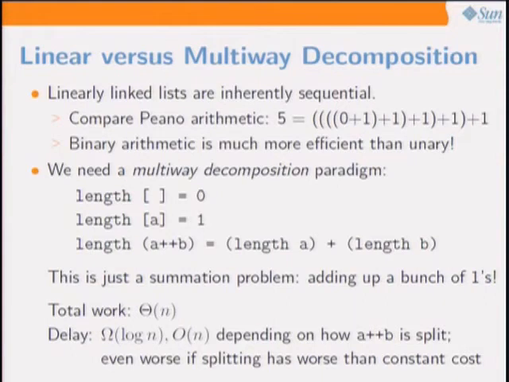Now the total work here is also linear in the length of the list, but the delay might be linear, or it might be log depending on exactly how you do that split operation in the third clause there. It might even be worse than linear if splitting has worse than constant cost. But if we can keep the splits constant time, and if we can do the splits cleverly, then we may be able to get away with only a log time delay. So this is good.